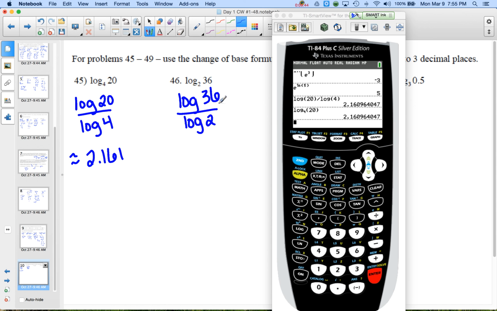So these are pretty simple. Then you could go ahead and finish these up on your own.